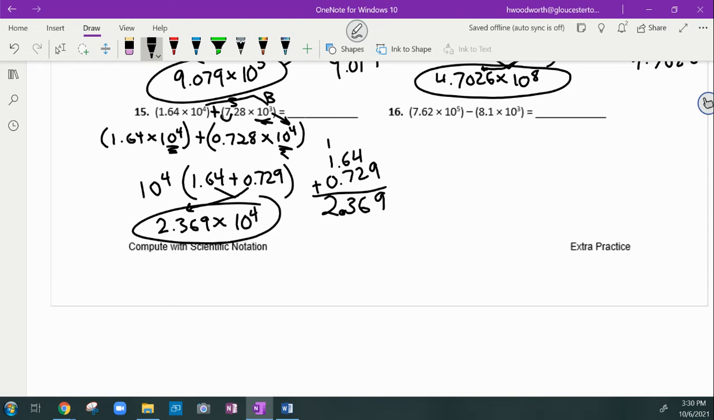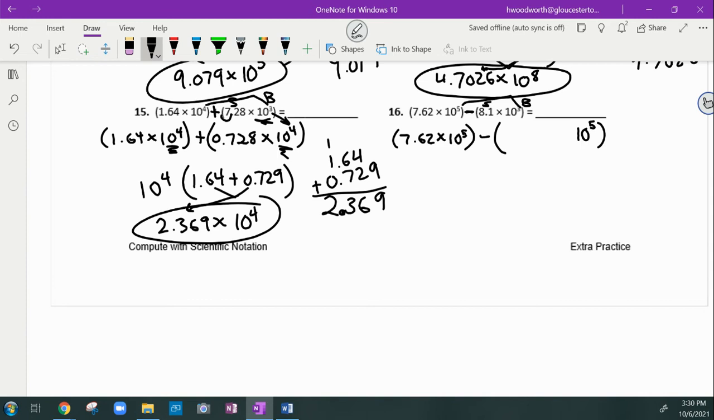Last one, we have my powers of 10 don't match. I'm using subtraction here, so I have to have them match. I have to line up my place values. So 7.62 times 10 to the fifth. I like to take the smaller one, smaller exponent, make it bigger. So I have to take it to the fifth, and it got bigger by 2. So I got to shrink this one by 2 place values.